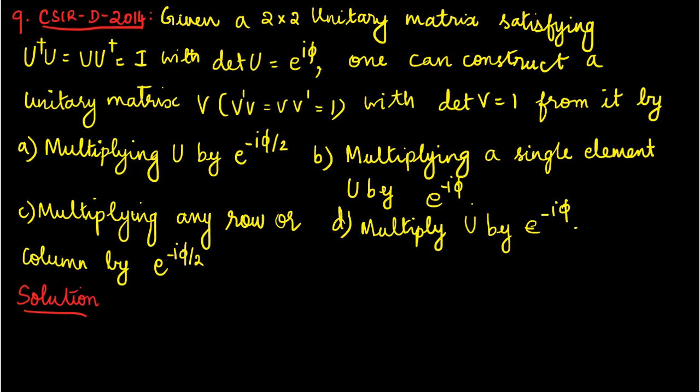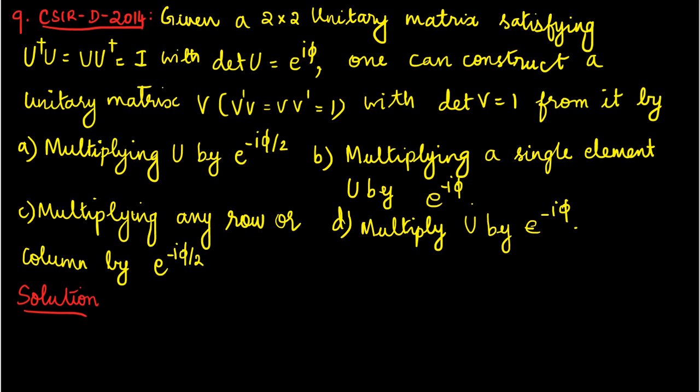Here they have already given in the options that you can multiply that particular U by e power minus i phi by 2, or e power minus i phi, and so on. So you have to choose one of the options and then try it, okay, I'm going to do this and I'm going to get this value. So let us solve this.